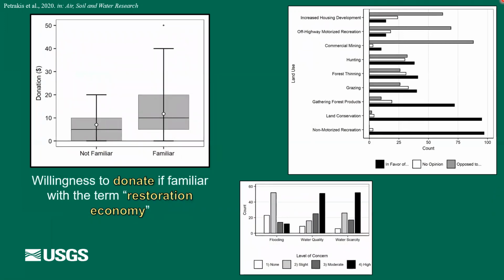And a majority of the respondents were familiar with the term restoration economy. If they were familiar with the term, they were willing to donate more on average than those who were not. So they were informed on this concept. Conservation was important to them, and they would donate more towards conservation and restoration within the watershed.